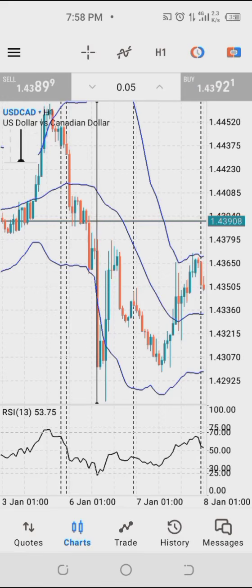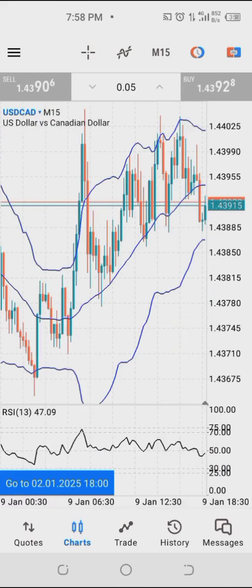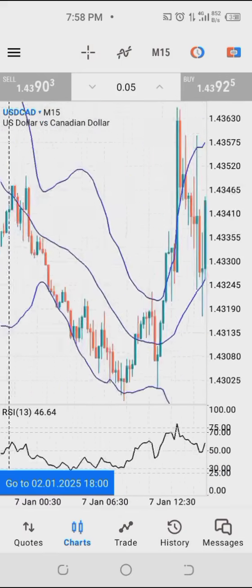Now, as you can see, price is already out of the lower Bollinger Band, and also the RSI was below the 25 region. So that's the first step. For a buy position, price must be out of the lower Bollinger Band, and also the RSI must be below 25. Then we switch to the next time frame, which is the 15 minutes time frame.